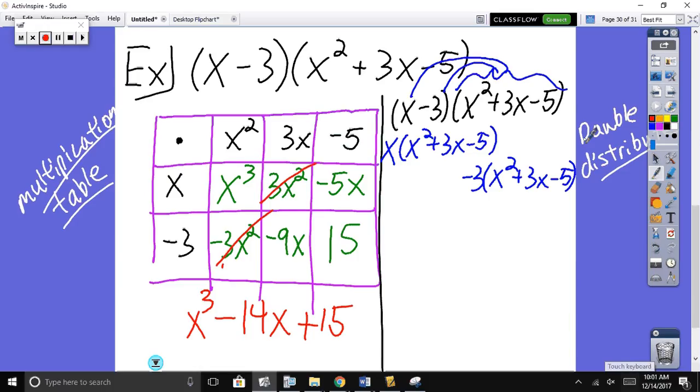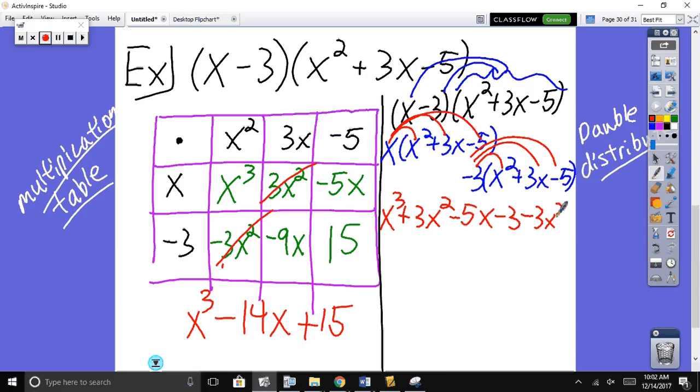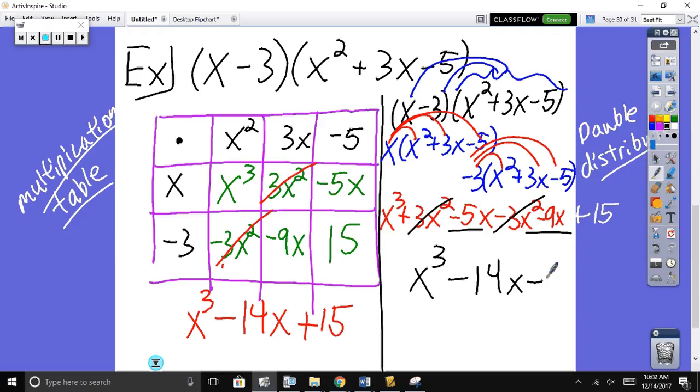We call it double. The word double means twice, so we're going to distribute this a second time. So we get x cubed plus 3x squared minus 5x minus 3x squared minus 9x plus 15. And we start combining things again. We have x cubed. These two, negative 3x squared and 3x squared, cancel out. We've got negative 14x plus 15. So as you can see, we end up with the same answer. We're just going through different methods.